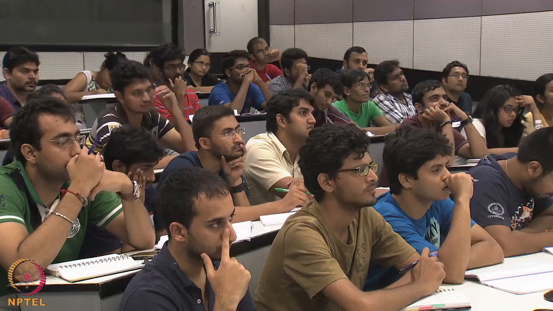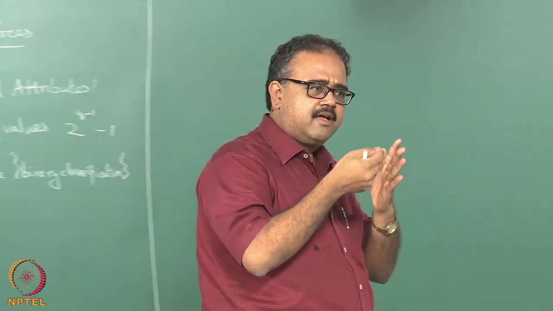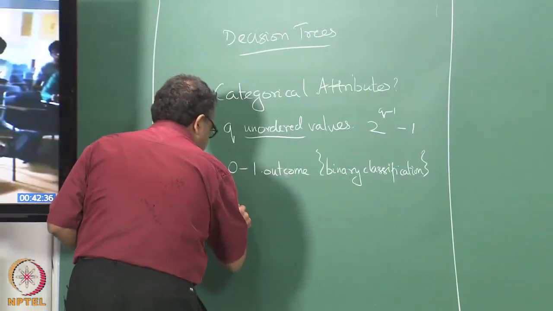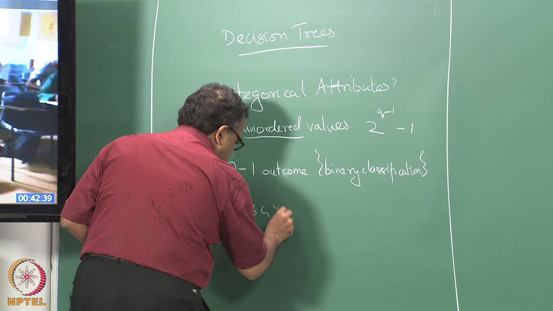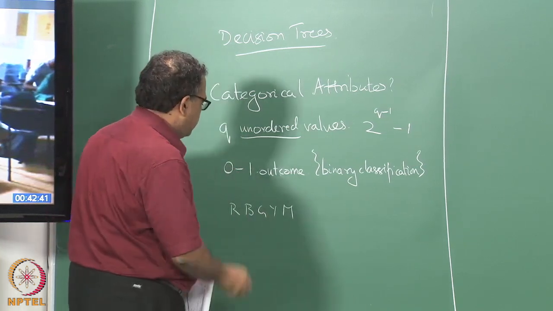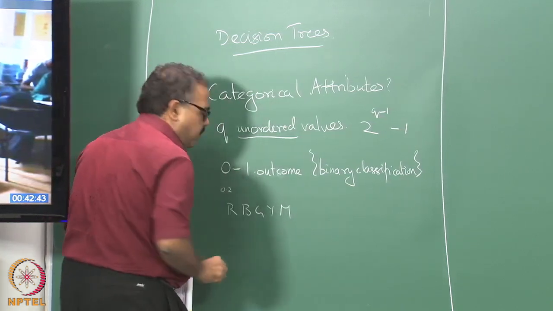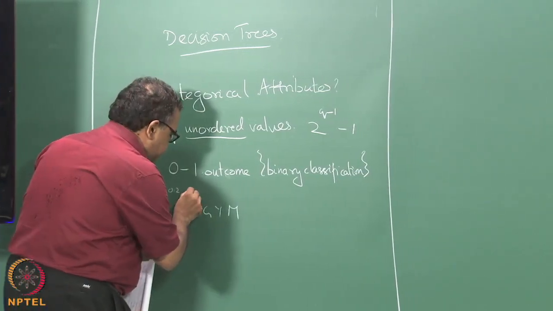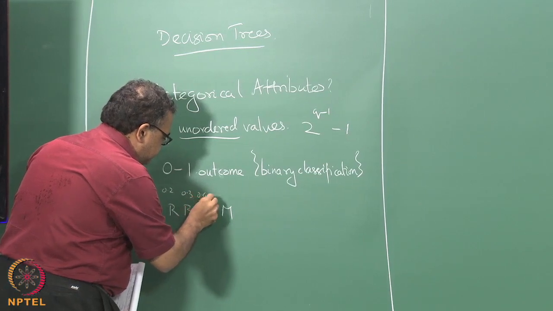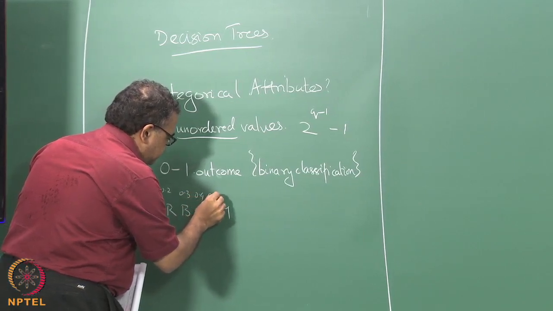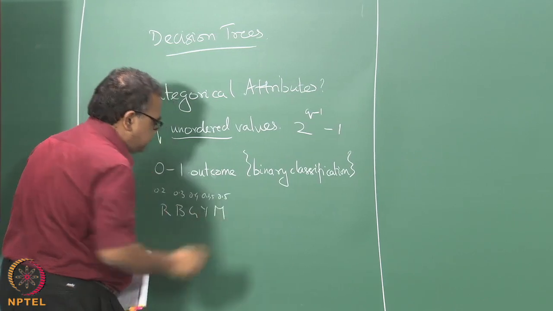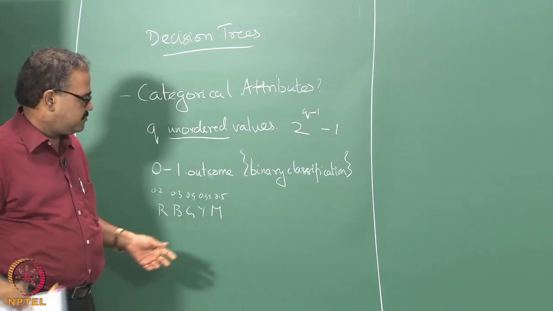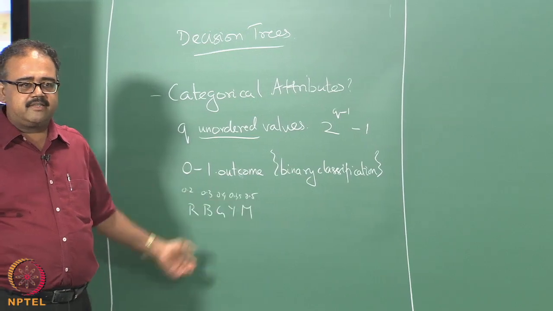So why does this help us? Think about it a little bit. Suppose I have put it in some order. Let us say red has 0.2 of the data having class 1. Let us say suppose something like this.